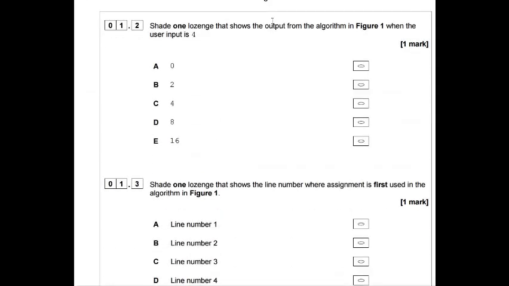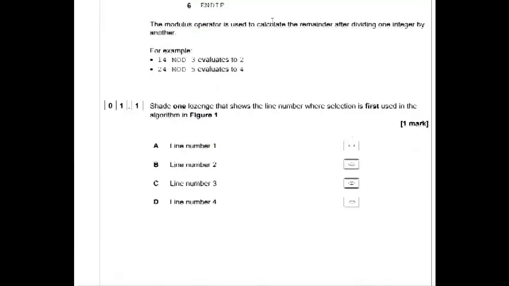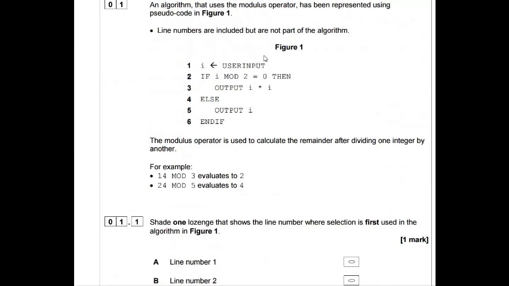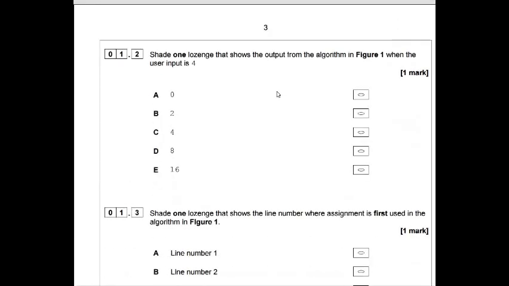Question 2: shade one lozenge that shows the output from the algorithm in figure 1 when the user input is 4. So let's go back up. We've got the user input. If I mod 2, it's output I times I, so that's squaring, or we just output I. So if I is 4, 4 times 4 is 16. If we shade 16, that's correct.